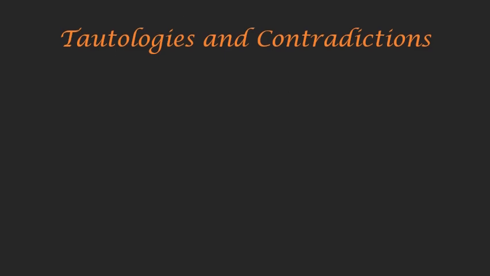Remember that a tautology is a compound statement which is true for all possible combinations of truth values of its component statements, and a contradiction is a compound statement that's false for all possible values of its component statements. So let's first just take a look at a couple examples of tautologies and contradictions.